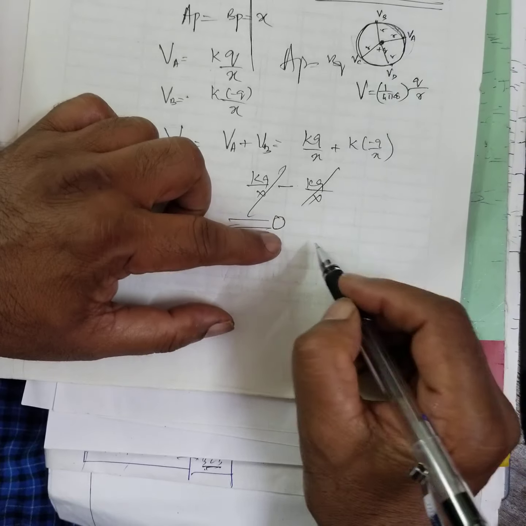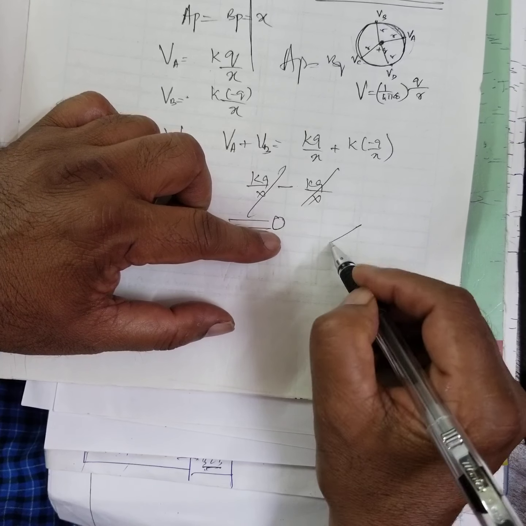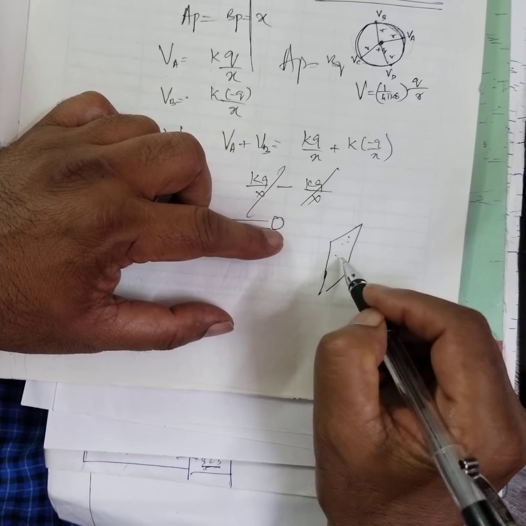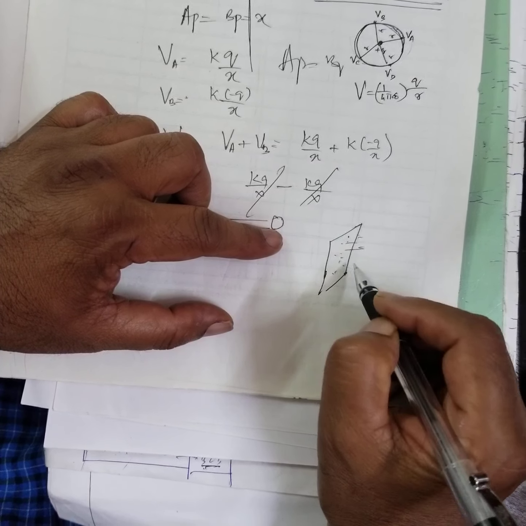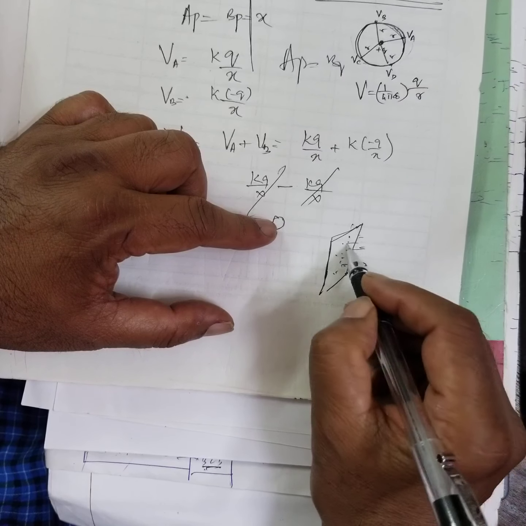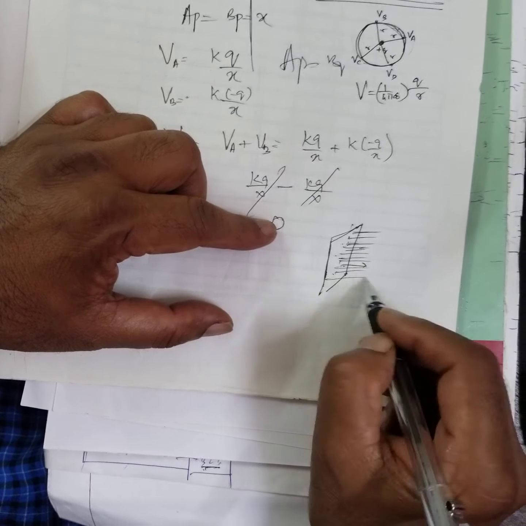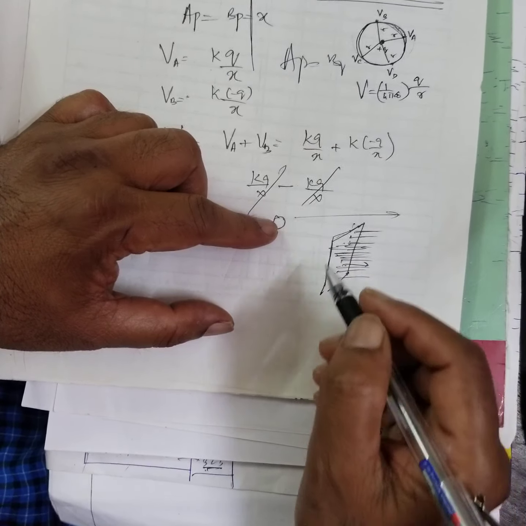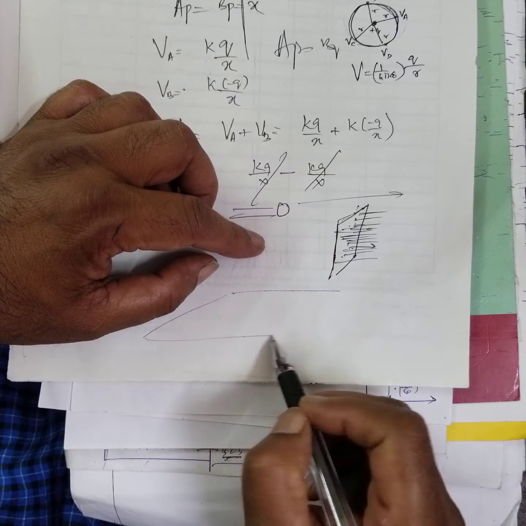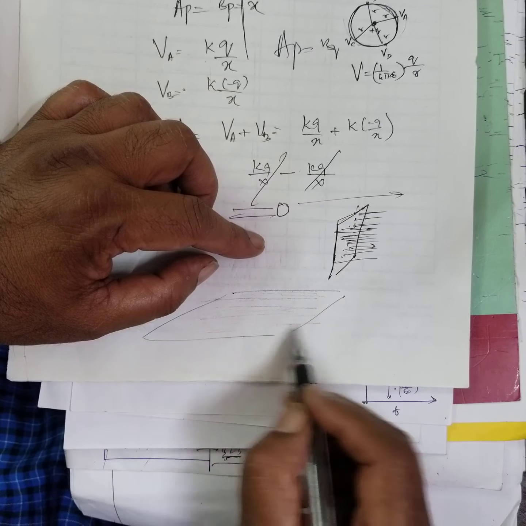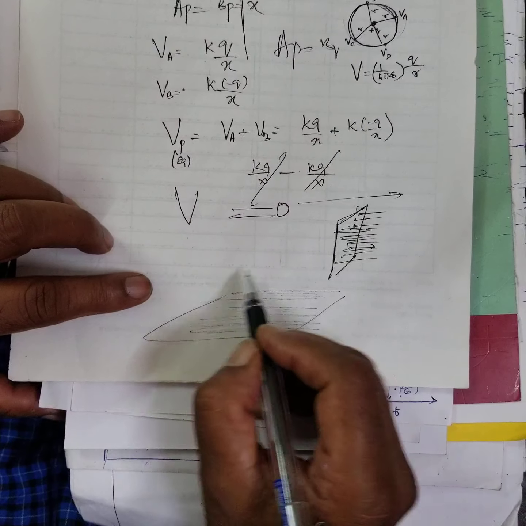Right? Now, if you take this plane right here, all the electric field is the same. This is the equipotential surface. It is a plane. All the electric field is the same here. If there is a large surface with all the charges on it, that means the charge is uniformly distributed.